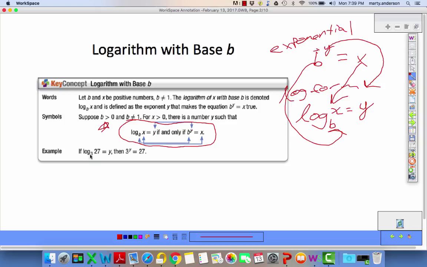Here's an example, and this is one that could be solved. Here's the log base 3 of 27 equals y. This is the base. A log is equal to an exponent equals 27. We could actually solve this one. 3 to the what equals 27? 3 to the third equals 27. So y would have to be 3 in that case.